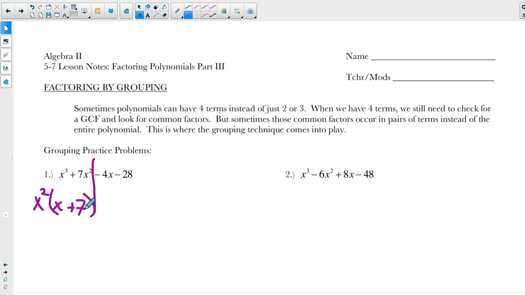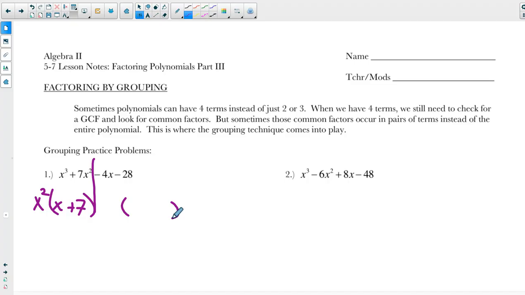Then I go to the other side and I treat it like a brand new problem. And I go, what's the greatest common factor between negative 4x and negative 28? And you can answer 4 or you can answer negative 4. And this is what I mean by that. So I would put my parentheses. And the thing is, I need to play a matching game. I need x plus 7 to be in that parenthesis for this factor by grouping to work.